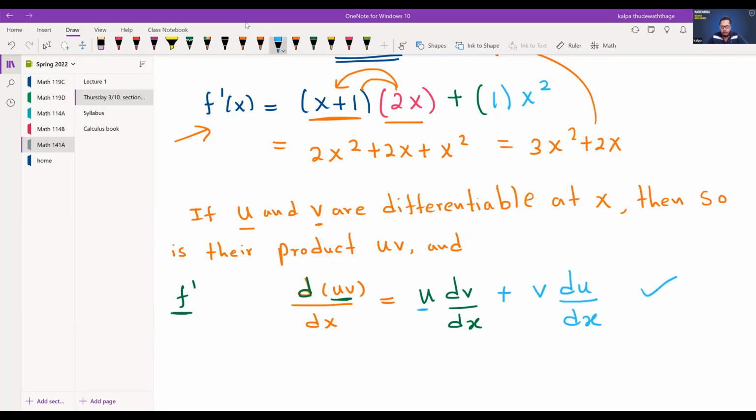So this is not difficult to remember, because if you have a product, you keep one thing as it is, take the derivative of the other, and you switch next time. You don't take the derivative of one part both times. You just take the derivative of one product at a time.